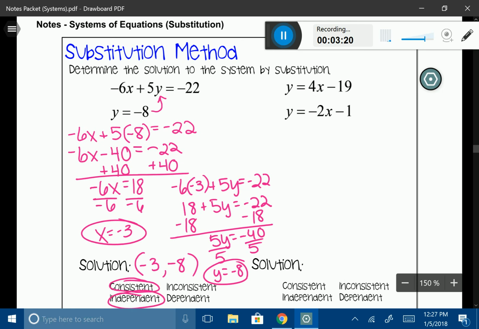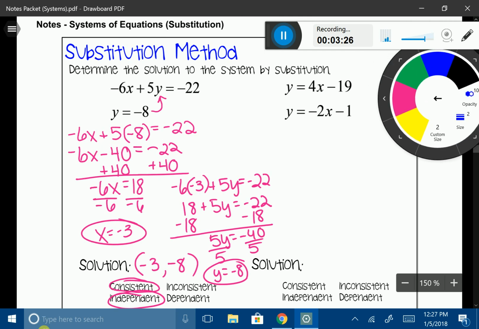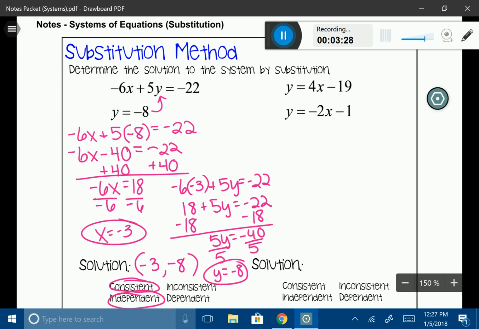Okay, let's try another one now. This one is a little bit harder. Not really harder, but it's just a little bit more involved. Okay, here I have two equations in slope-intercept form. Now, if I really wanted to, I could put these into standard form, or at least move my x's over to the left, and then I could use the elimination method. That would be perfectly fine. Or I could even take these two and graph them. It's perfectly fine. But for the purposes of this lesson, we're going to use the substitution method.